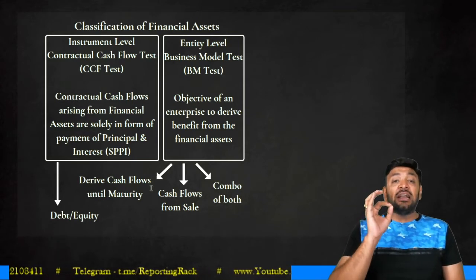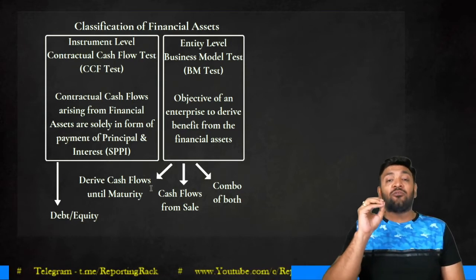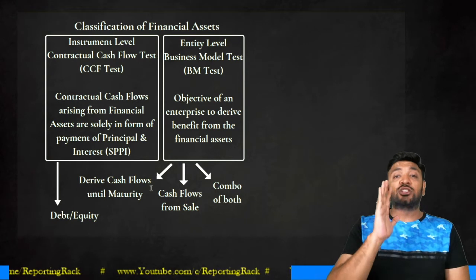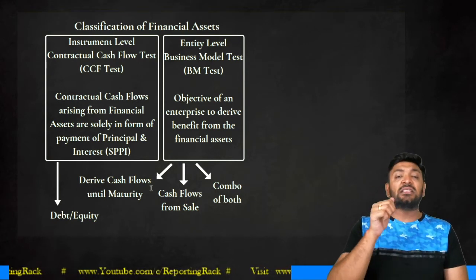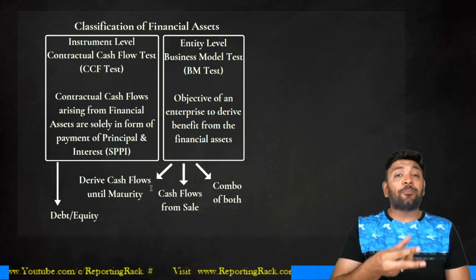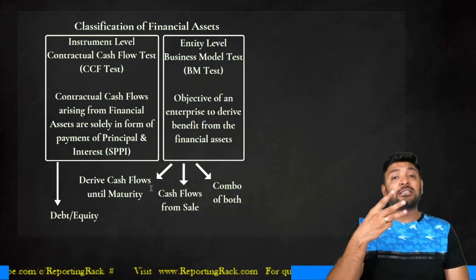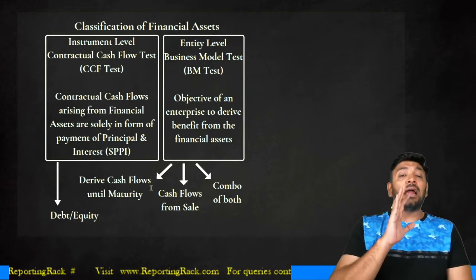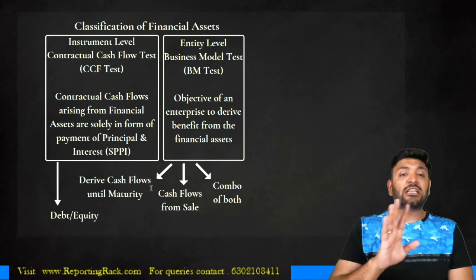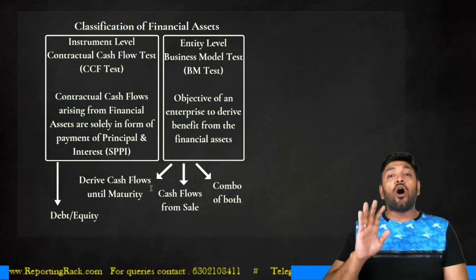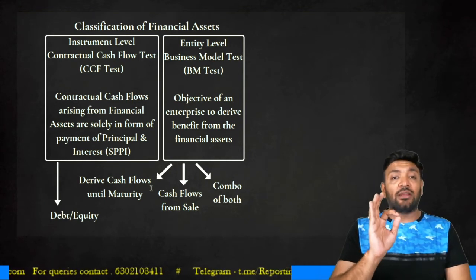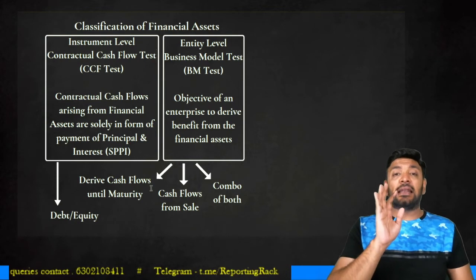A financial asset, if it has a nature to derive cash flows solely in the form of principal and interest, then I will say that the CCFC test, contractual cash flow test, is satisfied. That is the instrument level test. Best examples to satisfy an instrument level test are debtors, bills receivable, deposits, fixed deposits, rental deposits, any advances given. All these primarily satisfy instrument level tests. Clear? If your CCFC test is not satisfied, then I will call them either an equity instrument or a debt instrument. But if some instrument satisfies the CCFC test, that means it derives cash flow solely from principal and interest, then it should be classified only as a debt instrument.